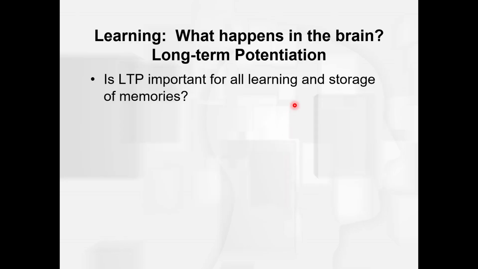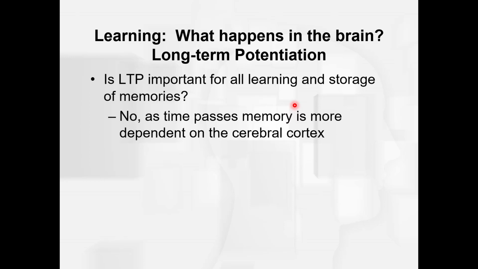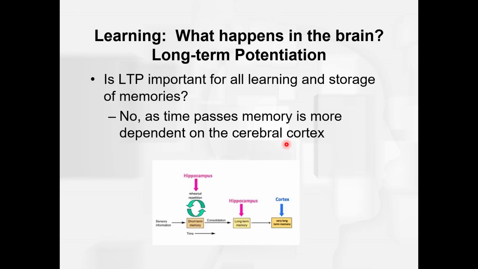So is LTP important for all learning and storage of memories? No. As time passes, it appears that memory becomes more dependent on the cerebral cortex. And we've talked about that, how it seems like those memories later on that don't have that context, that are a little bit more just the gist, seem to be stored in that cerebral cortex. And this is just an example kind of showing you that, again, tying back when we started the beginning of this chapter to the end. We have sensory information, we have that short-term memory, which is occurring in the hippocampus. If we consolidate it, it gets into long-term memory in the hippocampus, which is what we're talking about now with those changes in the brain. But over time, it seems to go to the cortex.